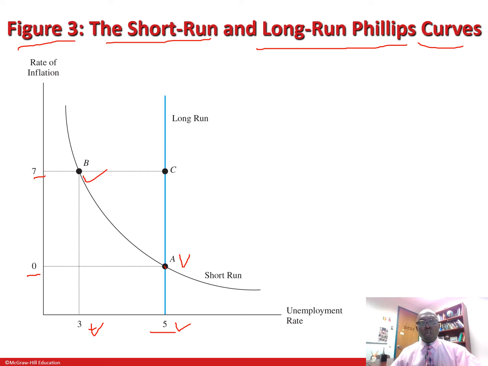However, over time, workers realize that with higher inflation, 7%, the real wage is down. Then they will adjust their reservation wage upward, and the economy will move from B to C, which is the long run path of the Phillips curve. Therefore, there is no trade-off between unemployment and inflation in the long run, because the long run Phillips curve is vertical.